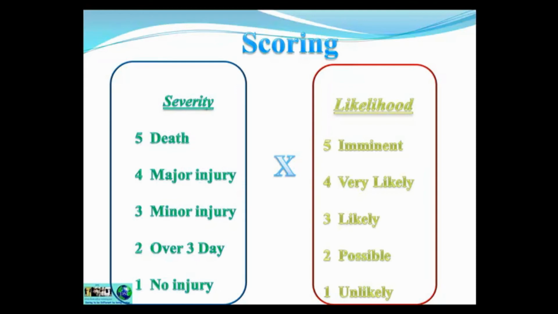Now with a 5-point system, anything between 25 and 15 is classed as high. Anything between 15 and 8 is classed as medium. Anything between 8 and 0 is classed as low.